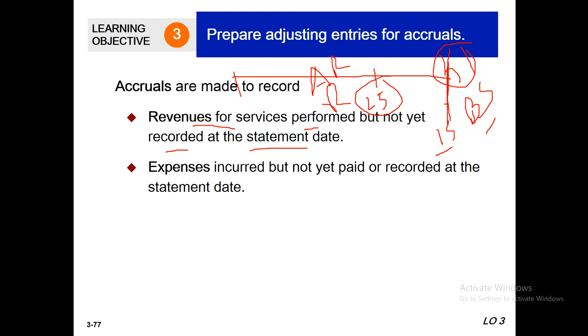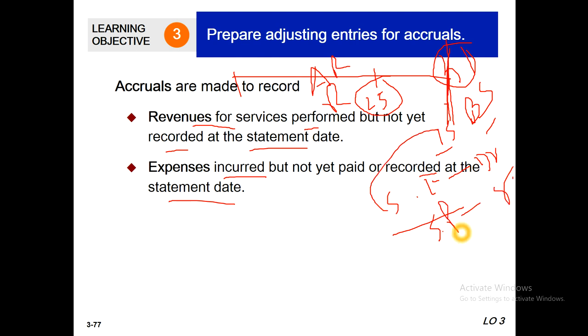And expenses incurred but not yet paid or recorded at the statement date. Suppose this is the salary expense incurred. We couldn't pay this salary, so on the 31st of October we need to record it. Here salary expense will be debit and salary payable will be credit. Salary expense is an income statement item, and salary payable is a balance sheet liability item. Here account receivable is a balance sheet asset item. Revenue is an income statement revenue item. Okay, I think everybody is clear.